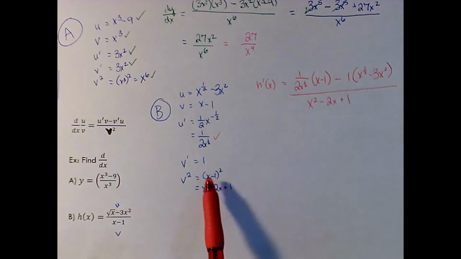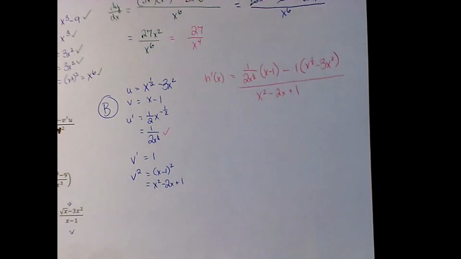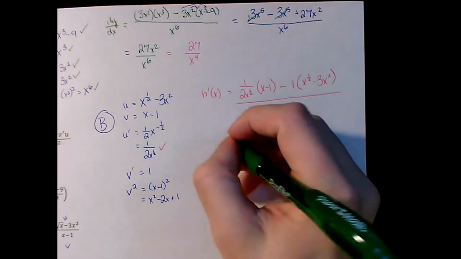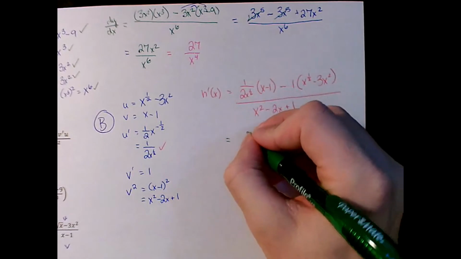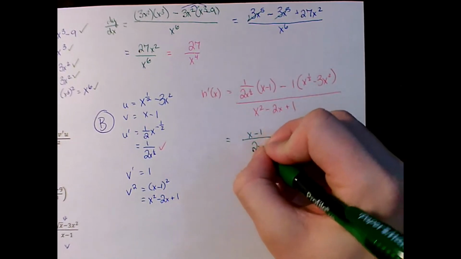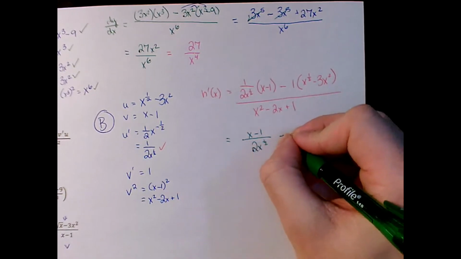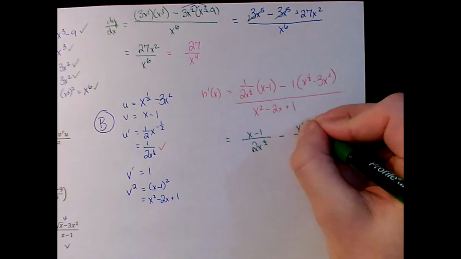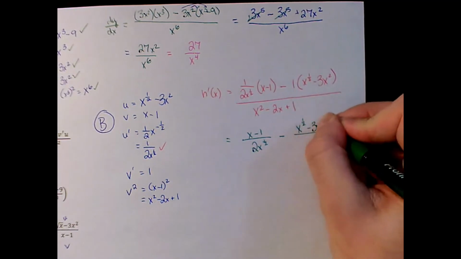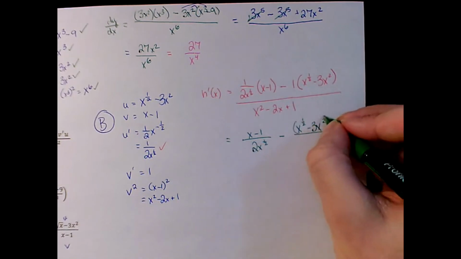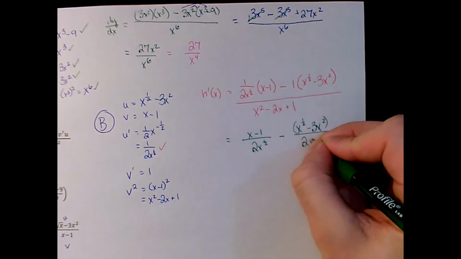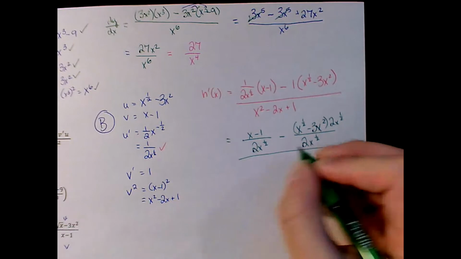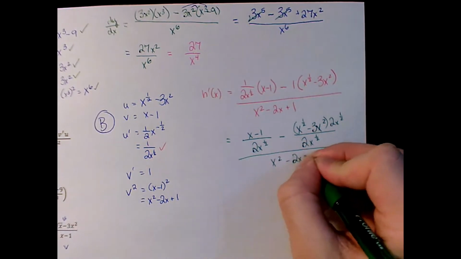I have a feeling I might want to come back to that form of it. But we're going to do a lot of simplifying here. Since we have all this space, I want to get the entire answer down. All right, so this becomes x minus 1 over 2x to the 1/2 minus, and this is what I'm going to do. I'm going to start writing this out as a fraction. Okay, x to the 1/2 minus 3x squared. I'm going to multiply the top and the bottom by 2x to the 1/2, all over x squared minus 2x plus 1.